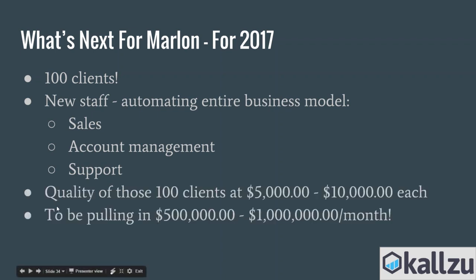And so the quality of those 100 clients at $5,000 to $10,000 each, basically at the end of the year, if it takes him till December 31st, 2017, at the end of the year, he'll be pulling down anywhere from $500,000 to $1 million a month from those just 100 clients. Okay. So that's $6 to $12 million a year. That's a solid mid 7-figure business to an 8-figure business a year.